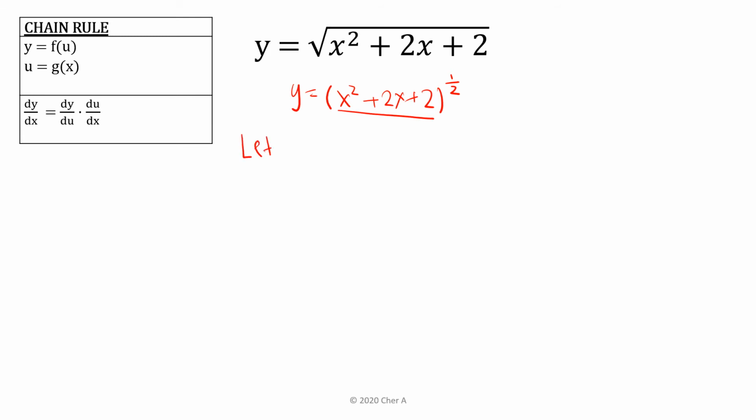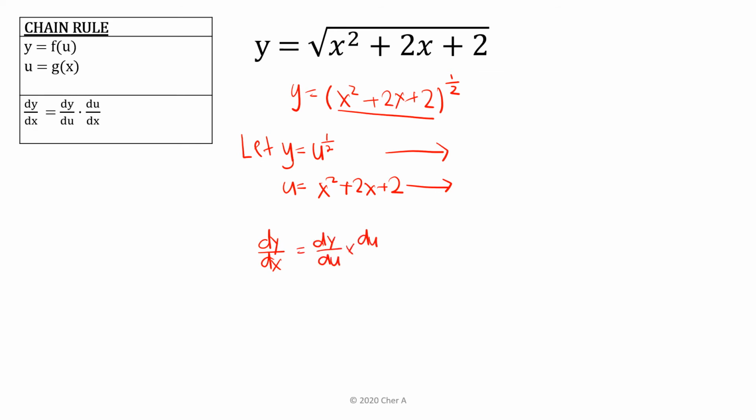So my y will be y equals u to the power of half, and my u will be equal to x squared plus 2x plus 2. So I'm going to differentiate these two lines later. Let's look at the chain rule first. dy over dx is equal to dy over du times du over dx. Now let's go back to differentiating the two lines.